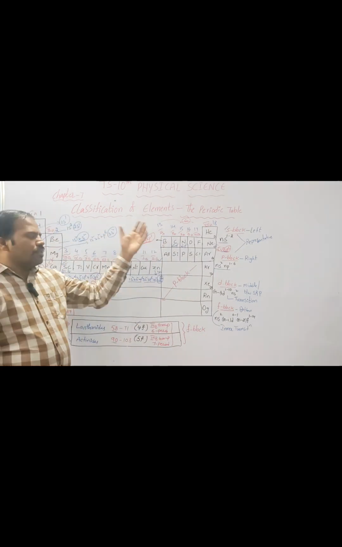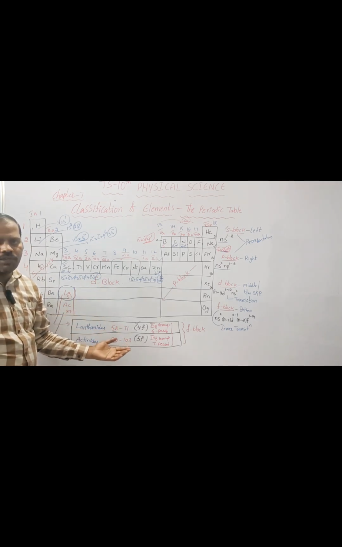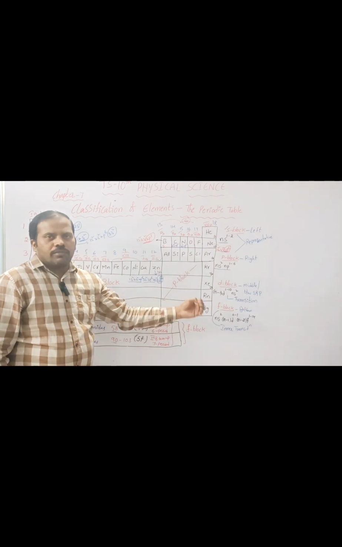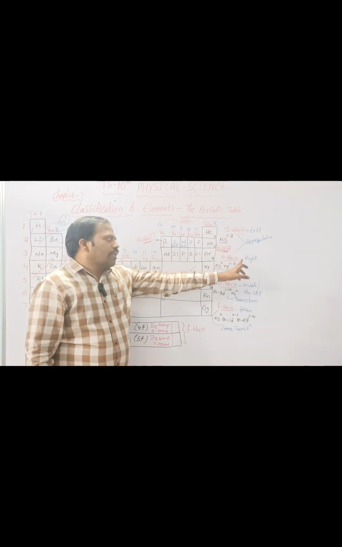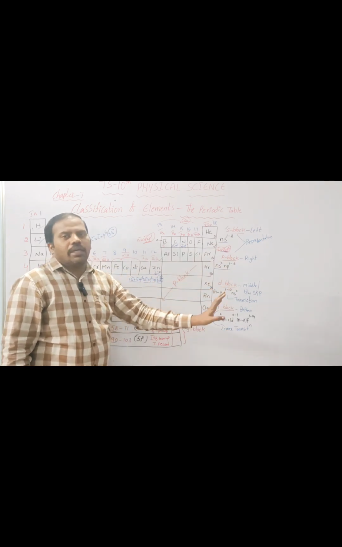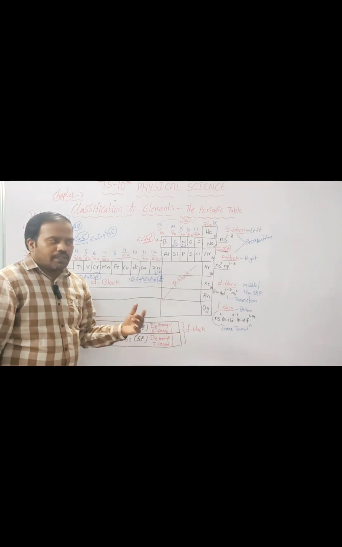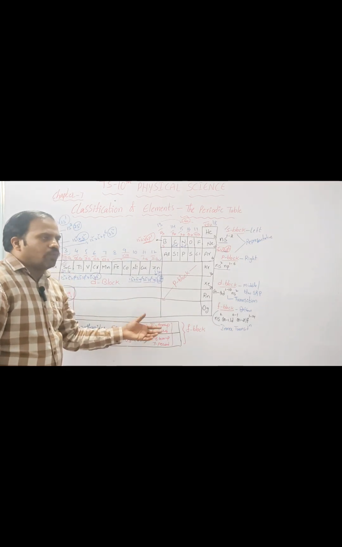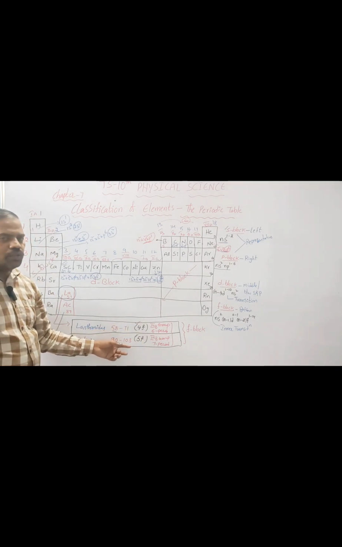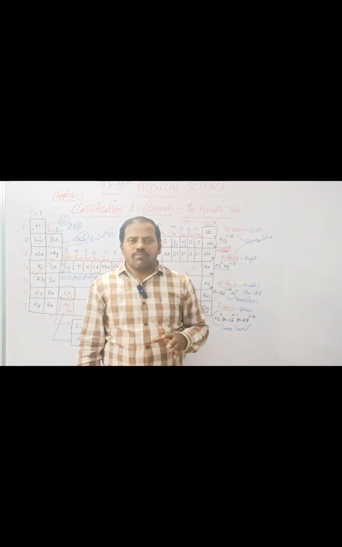Next point, where it is located. S will be located on the left side. P is on the right side. Between S and P is the D block, and F is at the bottom of the D block. Next, what is the general configuration? That also has to be written. Next, the final point: S and P together are called representative, D is transition, F is inner transition elements. Where to where, what are the atomic numbers? There is a chance in the bits: 4f elements are 58 to 71, and 5f is 90 to 103. So this is regarding the SPDF blocks and the construction of the long form of the periodic table.